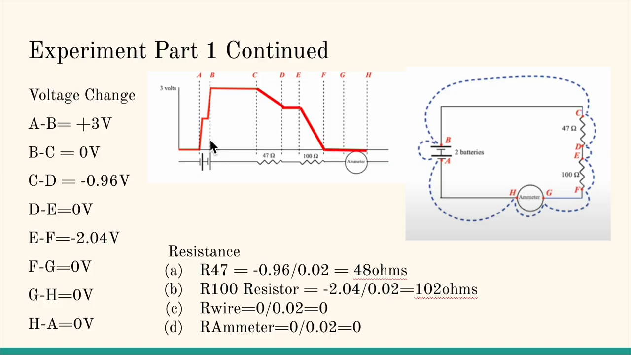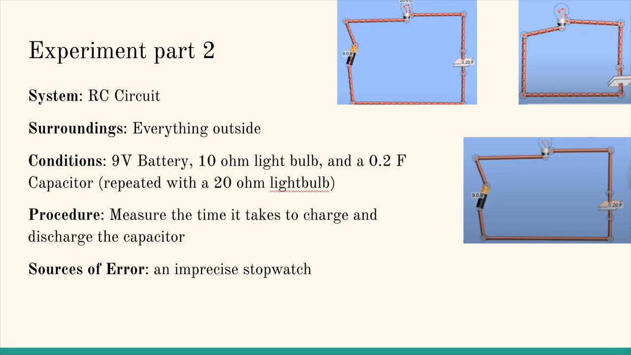We expect the resistance in a 47 ohm resistor to be 47 ohms, and we measured it to be 48. In the 100 ohm resistor, it was 102. So they're pretty good. There's a little bit of error, likely due to imprecisions in the ammeter. Perhaps they're coded into the ammeters so that they can simulate real-world situations more closely.